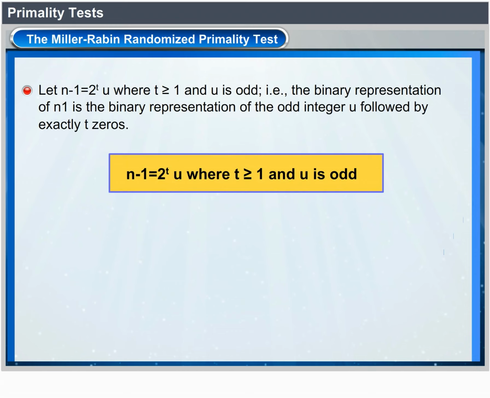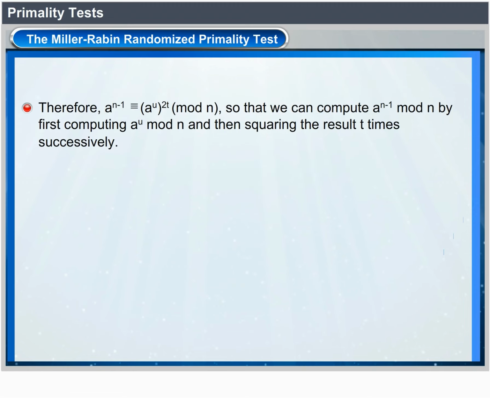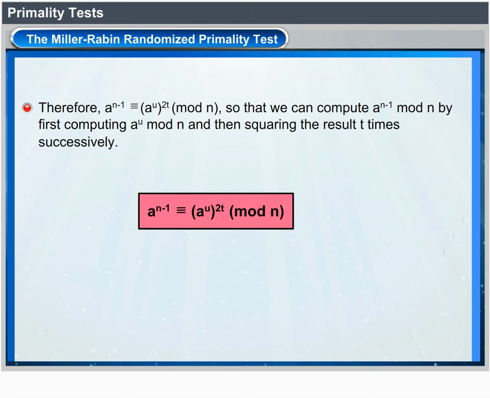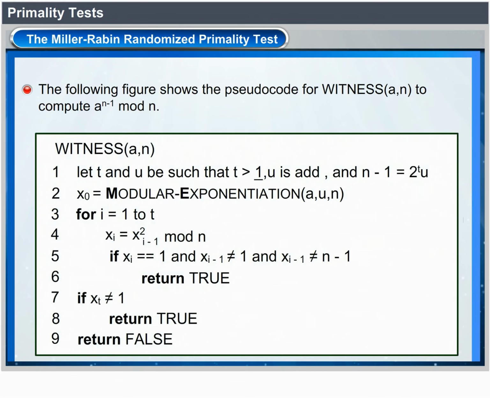and u is odd. That is, the binary representation of n-1 is the binary representation of the odd integer u, followed by exactly t zeros. Therefore, a^(n-1) ≡ (a^u)^(2^t) mod n, so that we can compute a^(n-1) mod n by first computing a^u mod n and then squaring the result t times successively. The following figure shows the pseudocode for witness(a, n) to compute a^(n-1) mod n.